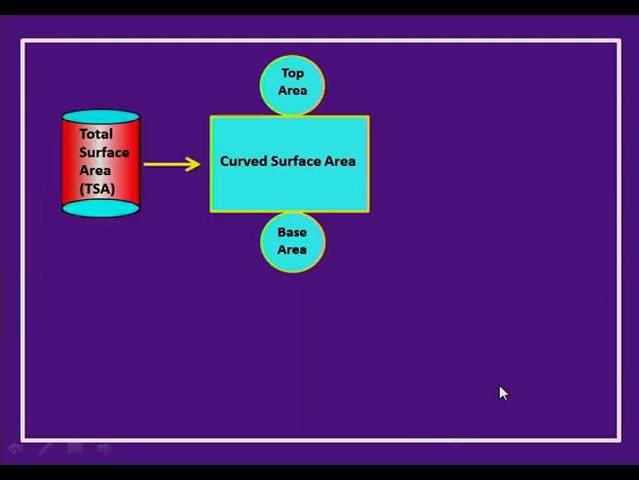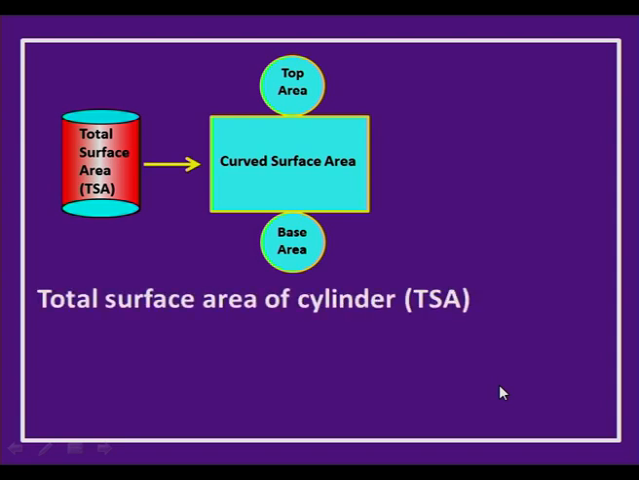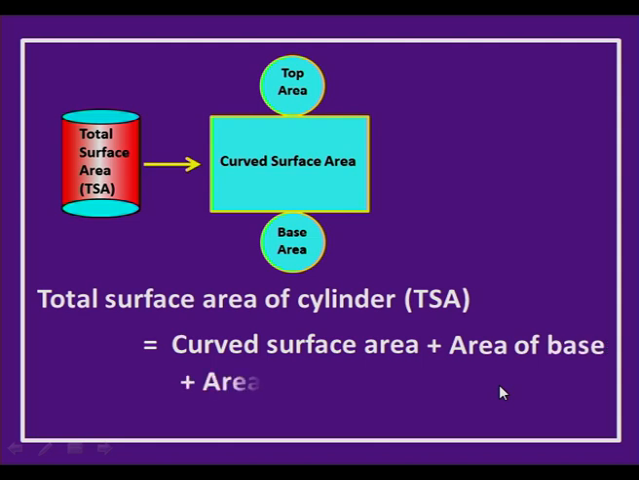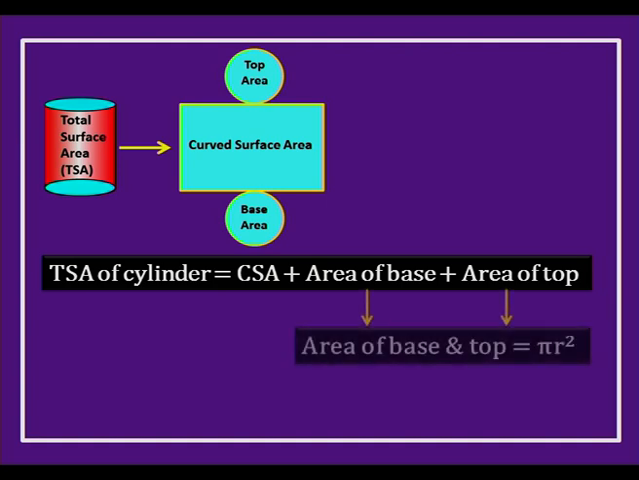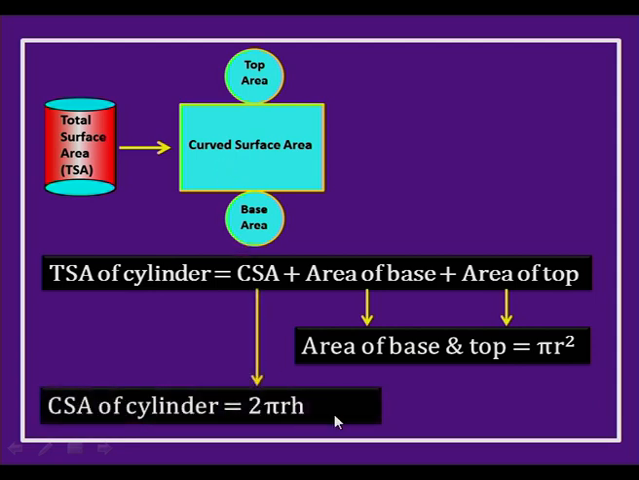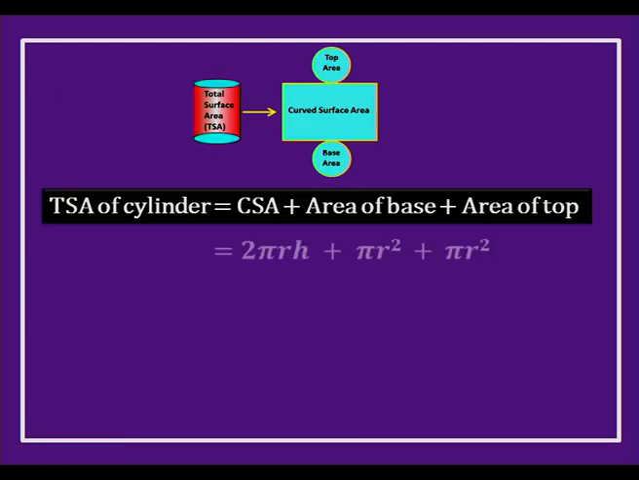Okay. Now, let us try to find the total surface area of cylinder, which is given by curved surface area plus area of base plus area of the top. Now, we have already seen the area of base or area of top, both are in circle shape, right. If you notice, both are circular in shape. So, what is the area of circle, children? Pi r square, and CSA we already got it as 2 pi r h. Now, let us substitute these values. So, 2 pi r h plus pi r square plus pi r square.